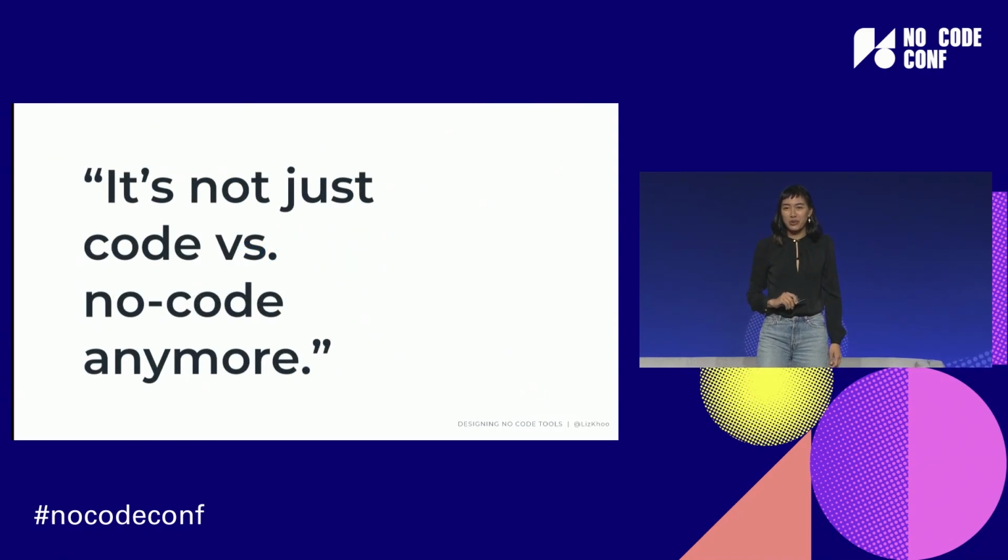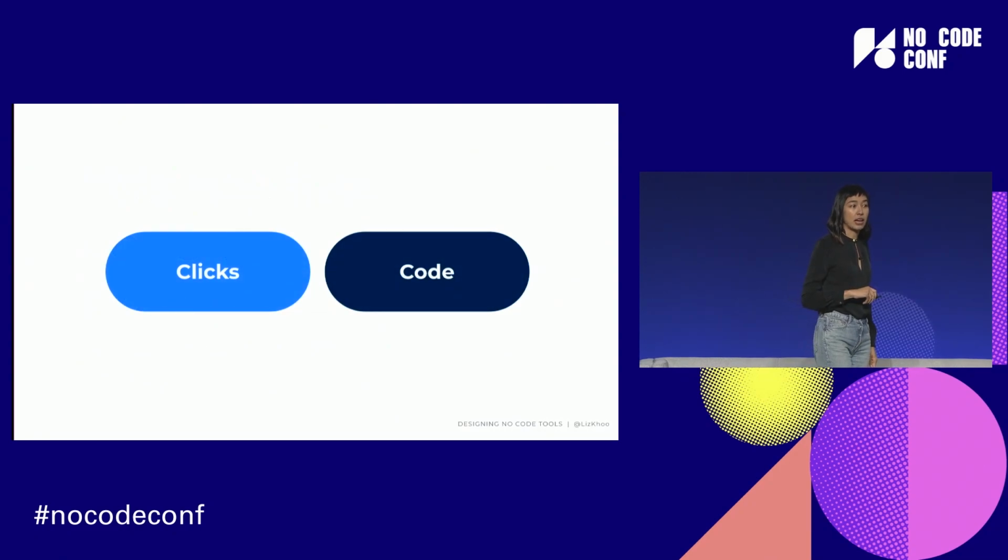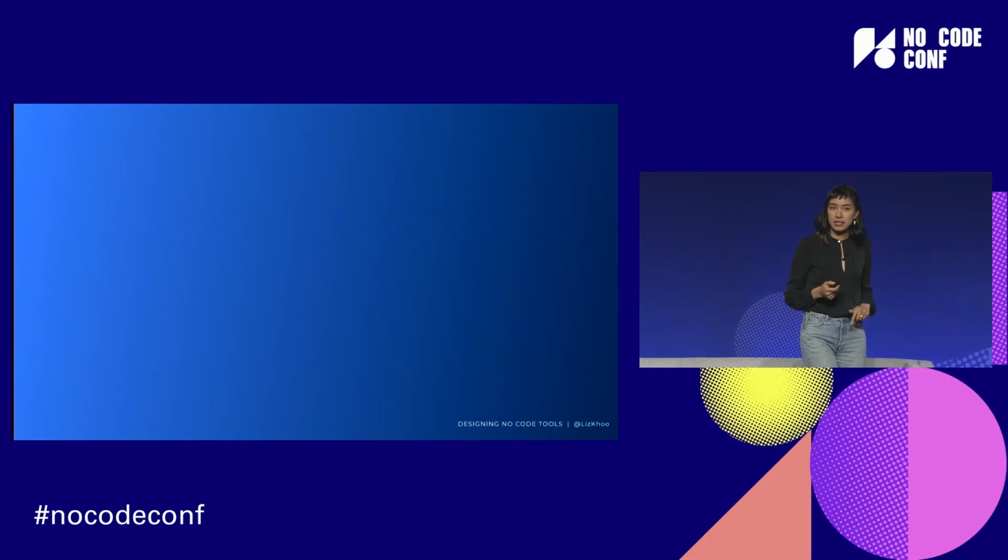So a major conclusion from this research was that it's not just code versus no code anymore. That description, that dichotomy, doesn't fully encompass our user base. It's not an accurate reflection of how our users self-identify as professionals. What is their skill set? How they go about getting their jobs to be done. So our user pool is not just this, clicks and code. It's also sort of this. It's a gradient type experience.